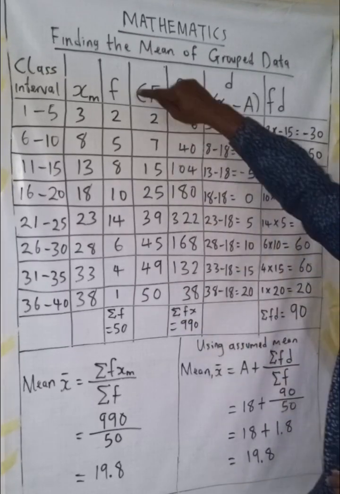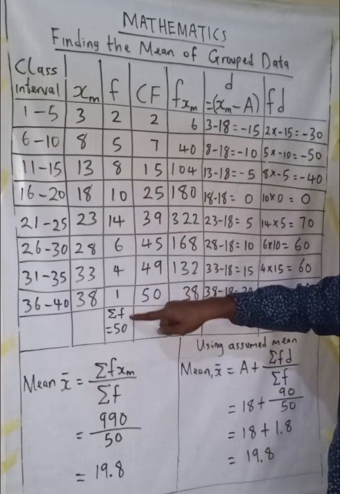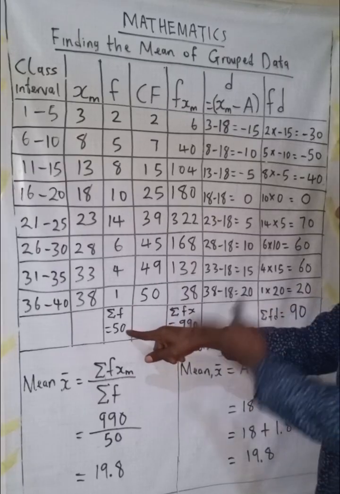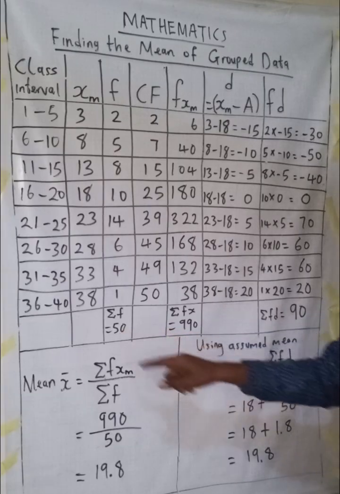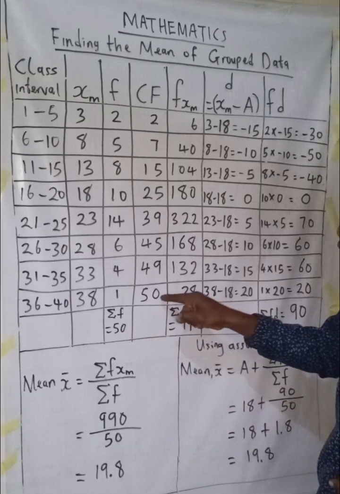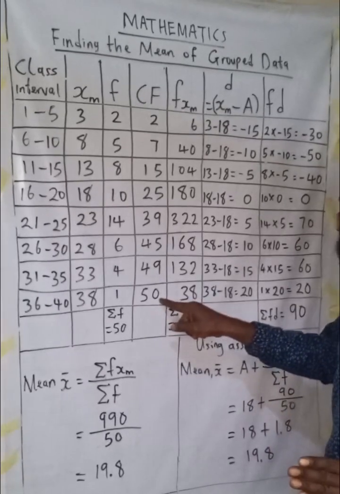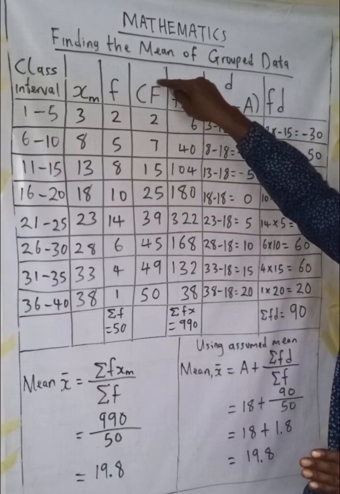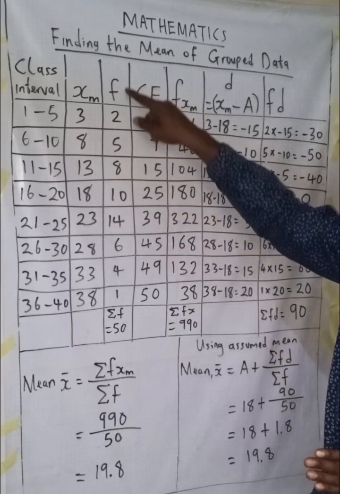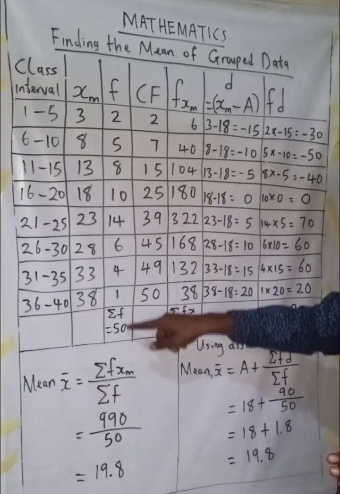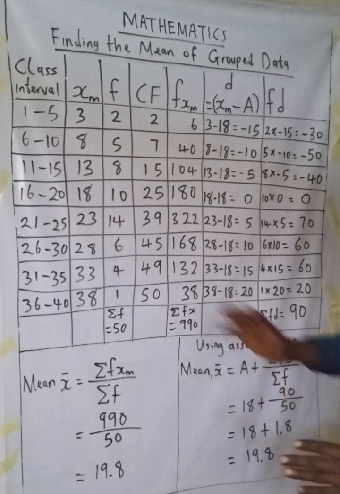Now, if you add all the frequencies and get the summation of frequency to be 50, like we have here, then the 50 must be the same as the last number under the cumulative frequency column. So by the time you do your cumulative frequency, the last number should be the same as the summation of all the frequencies, 50, 50, must be the same. So then we've done that.